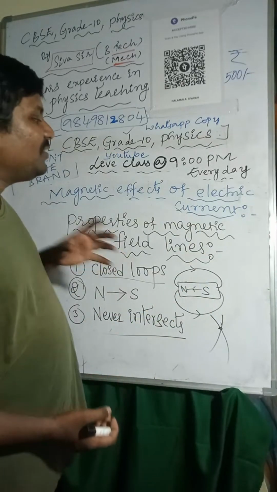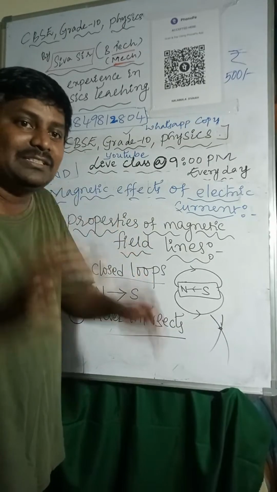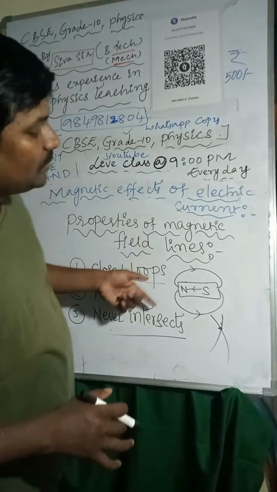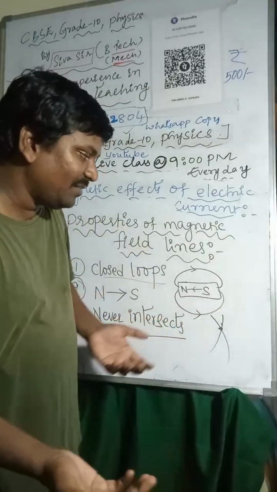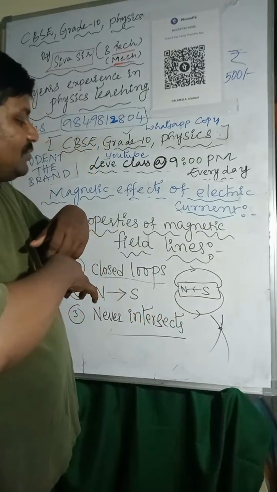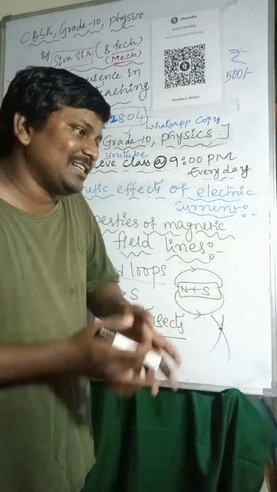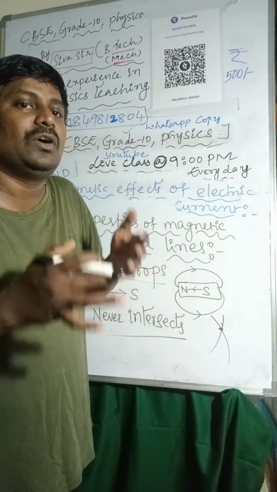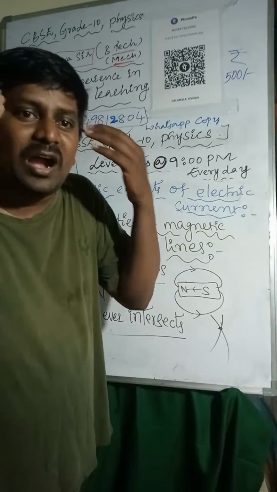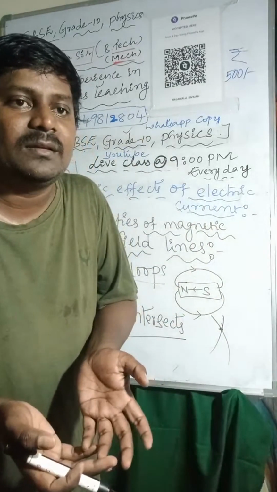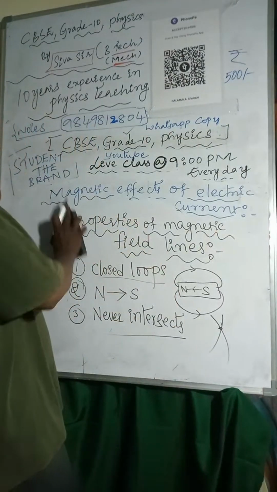Magnetic field lines are closed loops. Their direction is north to south outside of the bar magnet, and south to north inside the bar magnet. These field lines never intersect. If they did intersect, the compass would have to show two directions at the point of intersection, which is not possible. So this is about the properties of magnetic field lines.